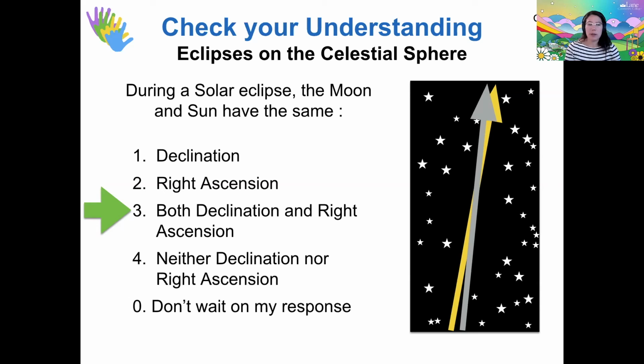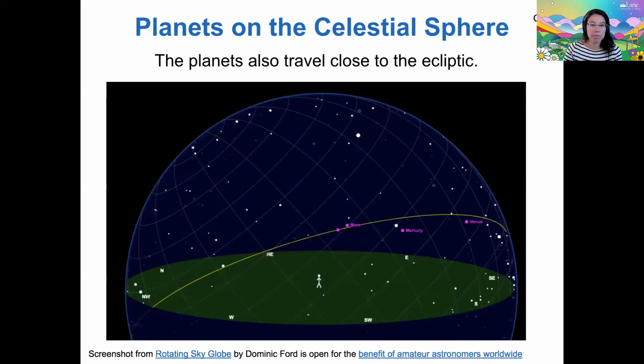What questions do you have left about declination and right ascension and the celestial sphere? Okay, so I mentioned also the planets move across the celestial sphere. The sun and the moon travel along the ecliptic, which is tilted from our celestial equator, and the planets travel close to the ecliptic as well.